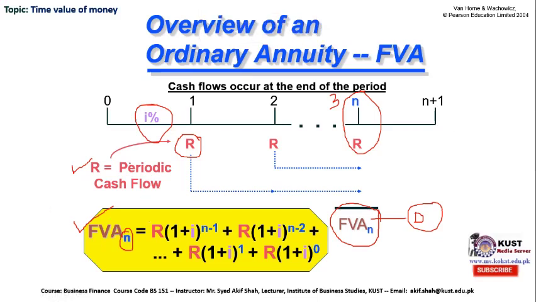R represents the periodic cash flow, which is 1000 in our case, and then it is supposed to be multiplied by 1 plus I raised to the power n minus 1. N is the total number of years, which is 3 in our case. You need to put 3 over here, and then minus 1.